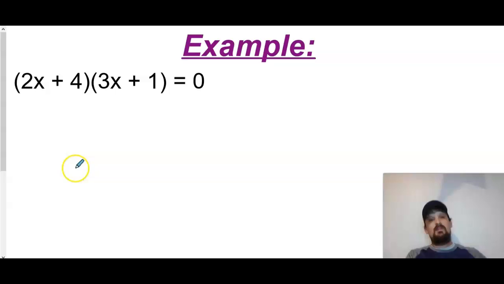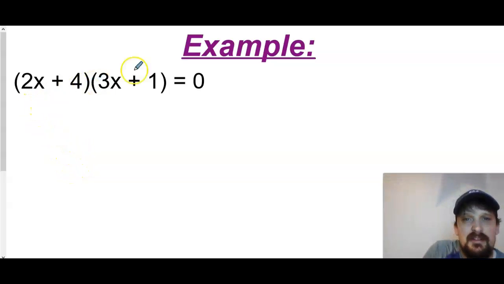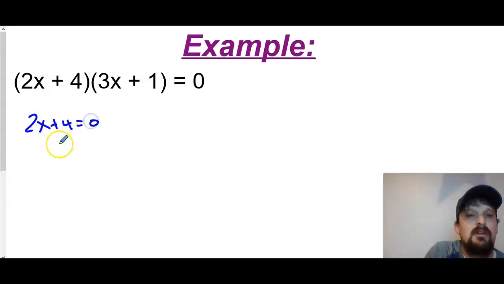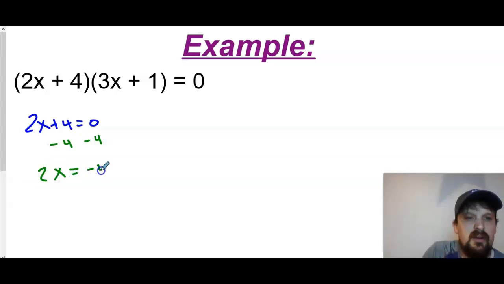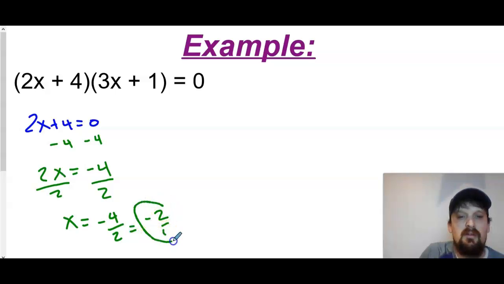Okay, now we have 2x plus 4 times 3x plus 1. Well, let's take each of these and set them equal to 0. So we have 2x plus 4 equals 0. I would minus 4 from both sides first. And I get 2x equals negative 4. I would then divide by 2. And I get x equals negative 4 over 2, which is the same as negative 2 over 1 or negative 2.